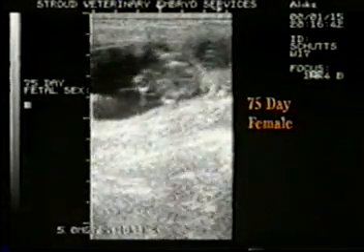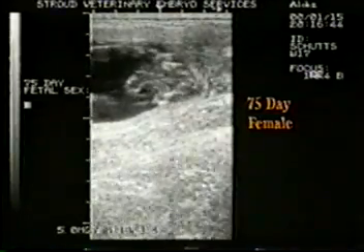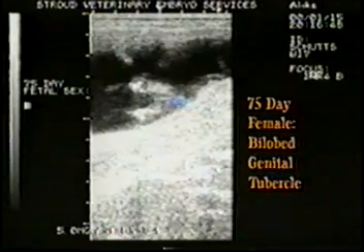The transducer must be manipulated so that the perineal area is isolated in a position suitable for evaluating the presence or absence of a genital tubercle. In this still frame, the highly echogenic bilobe female GT is easily seen.